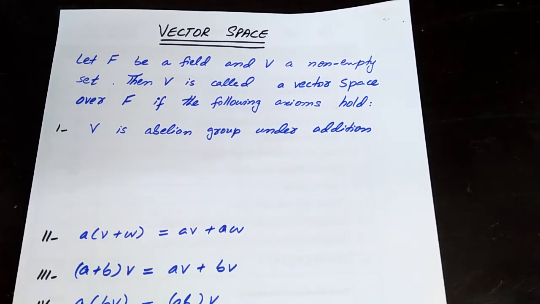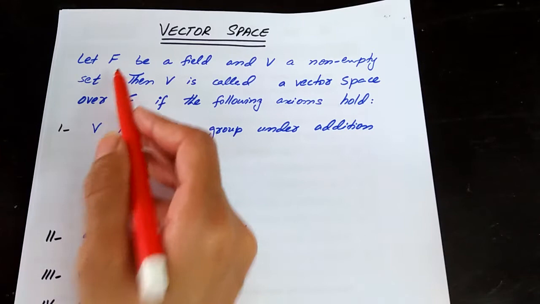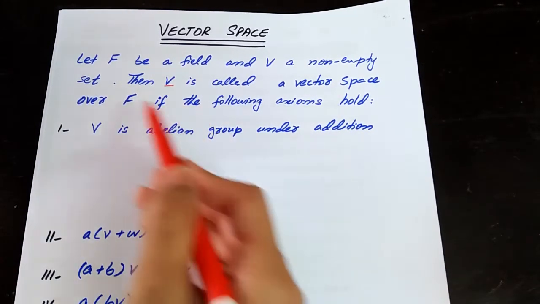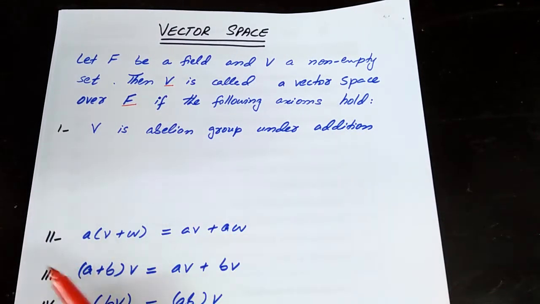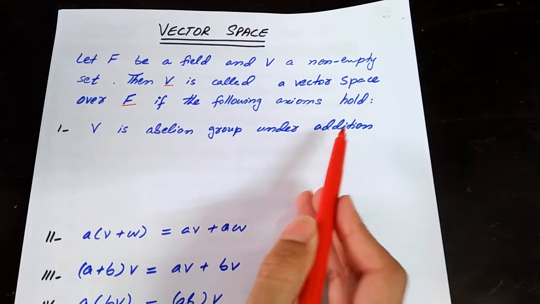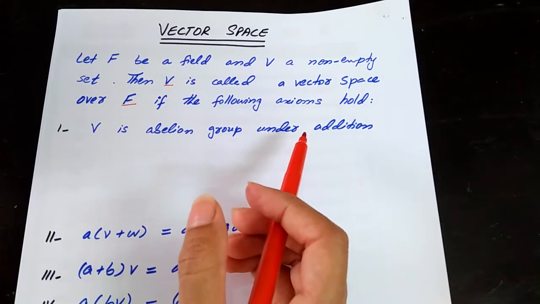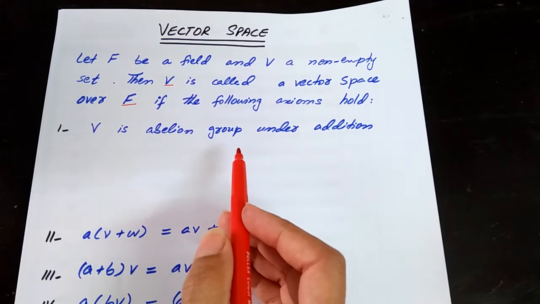Let F be a field and V a non-empty set, then V is called a vector space. F is your field and V is a non-empty set. Then V is called a vector space over the given field if the following axioms hold. What are those important axioms? The first one is: V is an abelian group under addition. Whatever set is given to you, you first have to prove that it is an abelian group under addition.